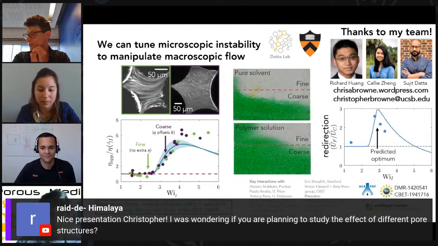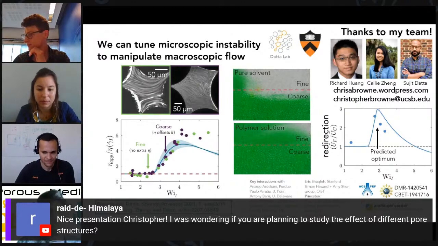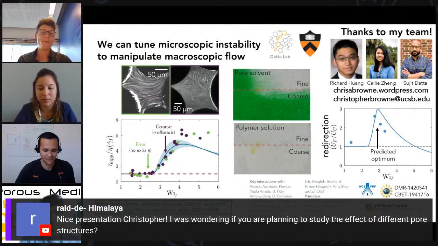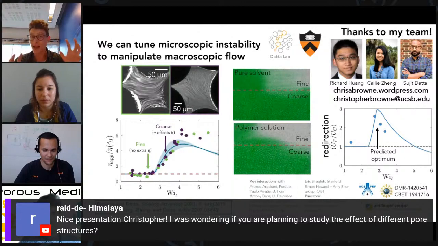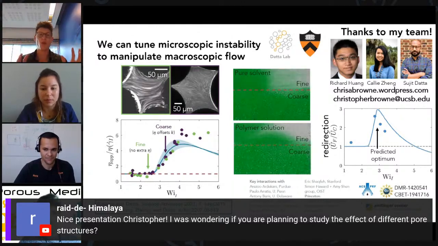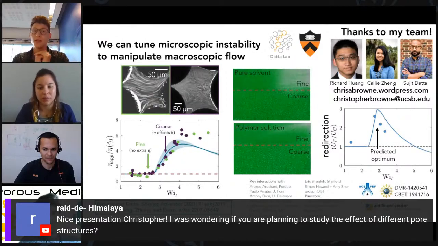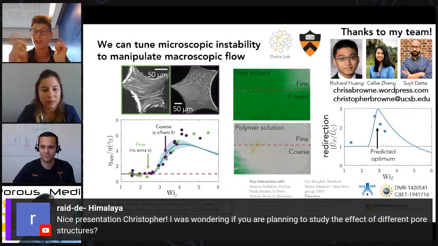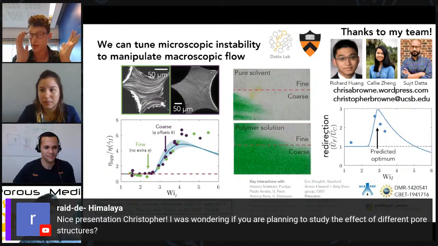Nice presentation, Christopher. I was wondering if you are planning to study the effect of different core structures. Yes, very much. So I think it's really interesting. Here, obviously, we just have different spherical bead packings, placed in a disordered way, and we've changed the bead size. I imagine this would be very different if you, instead of having spheroids, had something more irregular. So that's something that we'd like to do. That gets really tricky with the way we do refractive index matching. It makes it much more sensitive. I certainly think it's interesting.